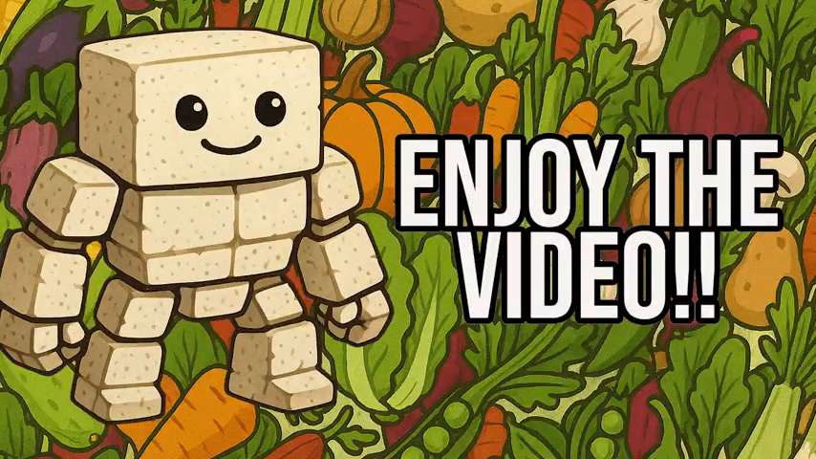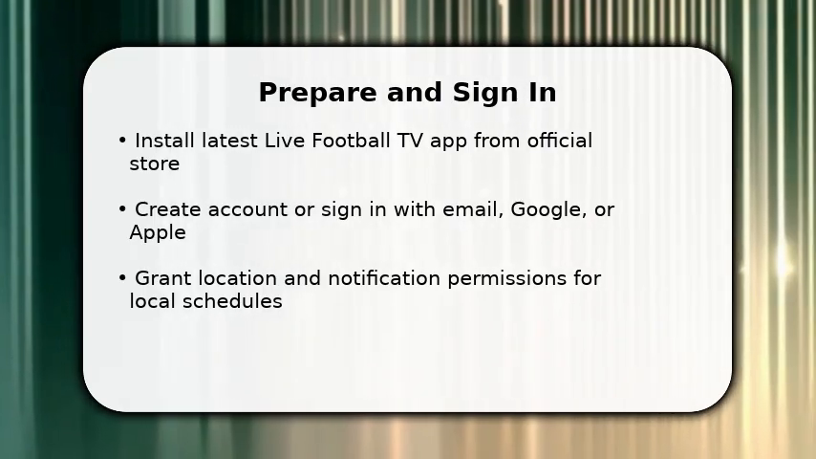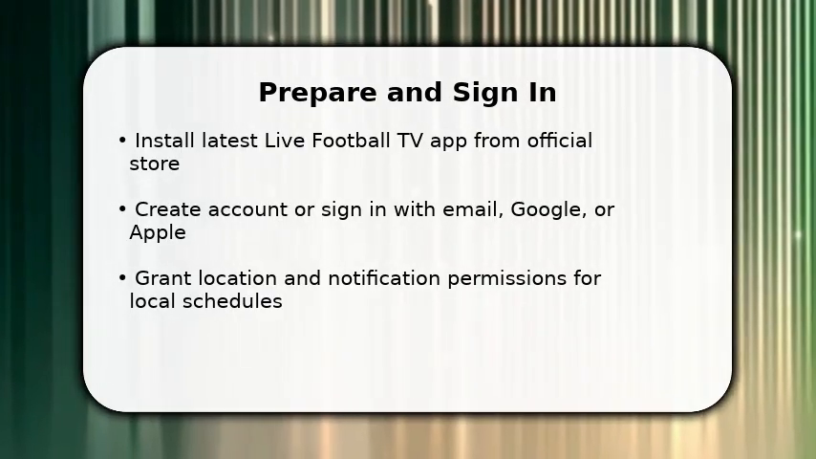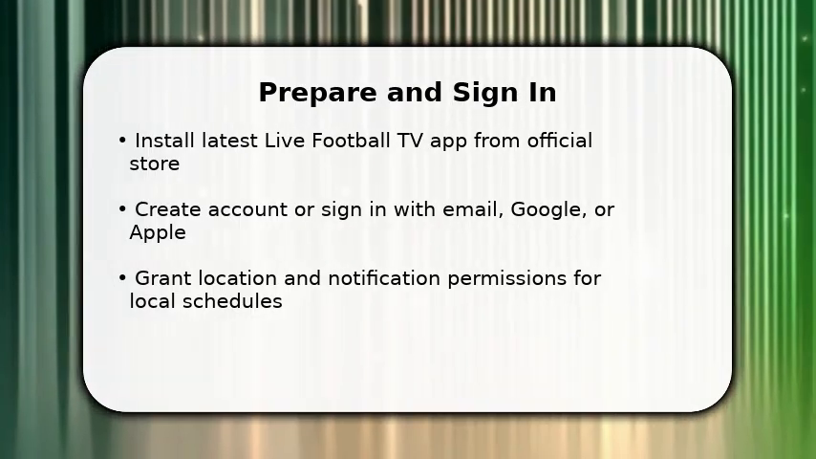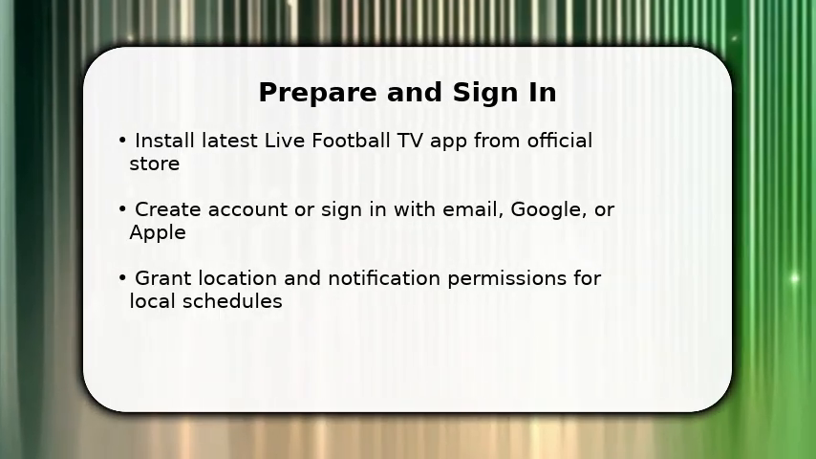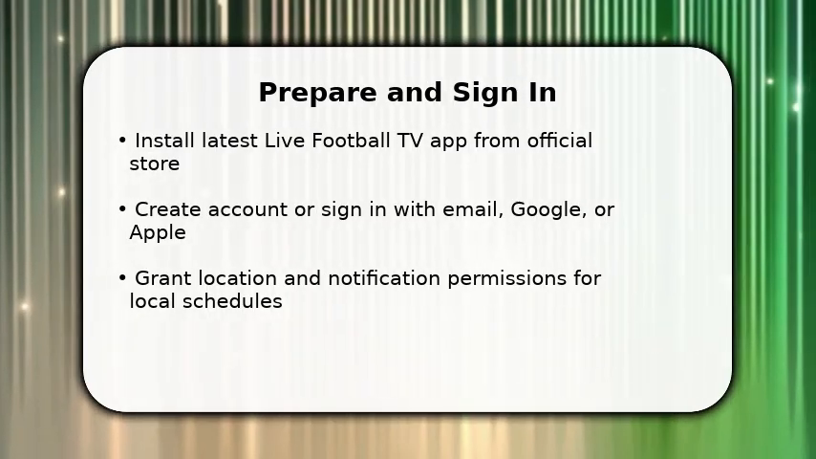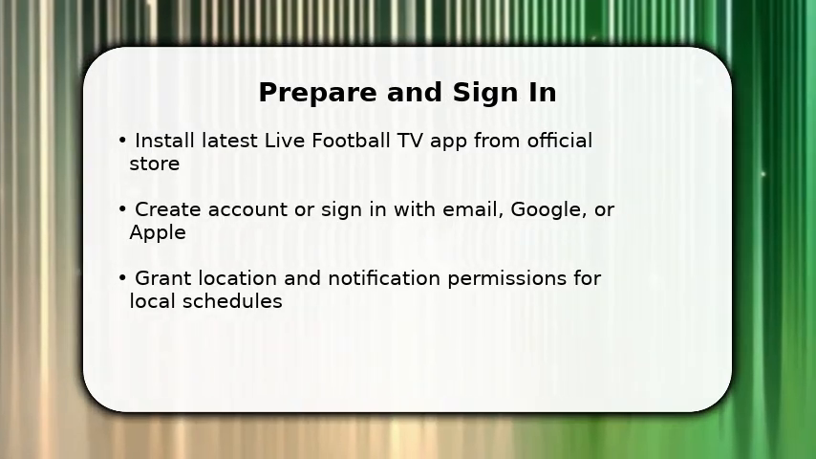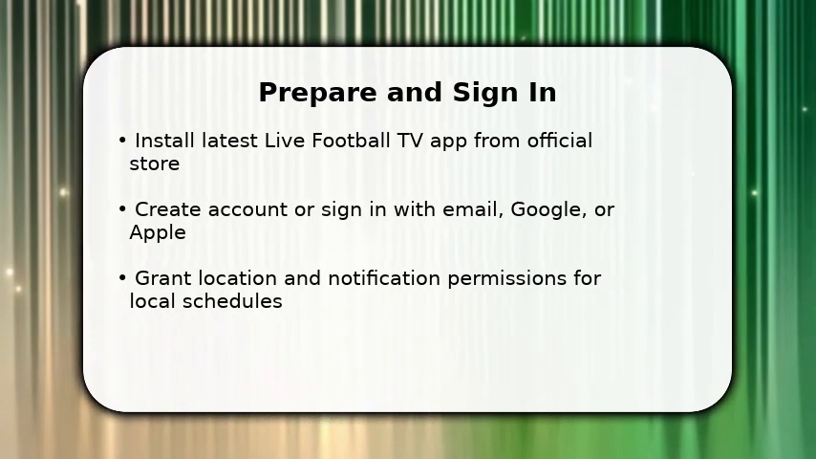Please enjoy the video. You start by installing the updated Live Football TV app and signing in. This gives you access to personalized schedules and streaming rights. Once installed, create or confirm your account and verify email to unlock full features. Make sure to grant location and notification permissions so the app can show nearby matches and send kickoff alerts. If a payment is required for premium, add your card now. Otherwise, skip to the home feed to begin selecting leagues and channels you follow.